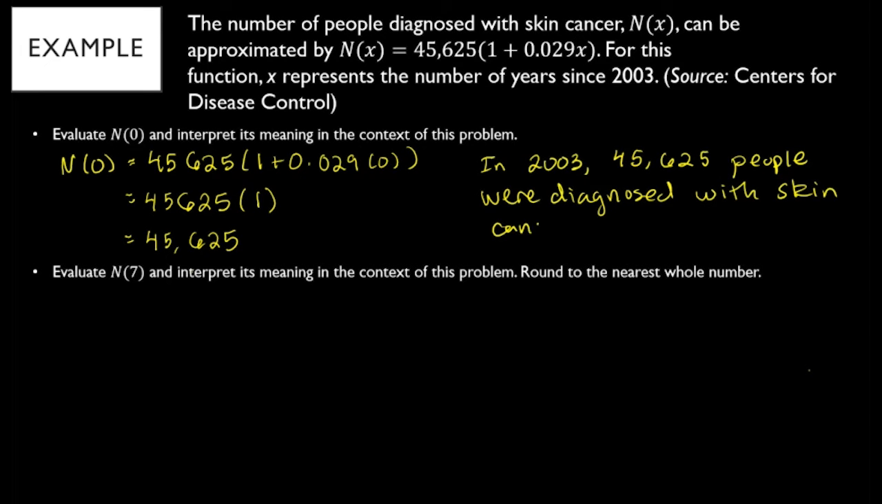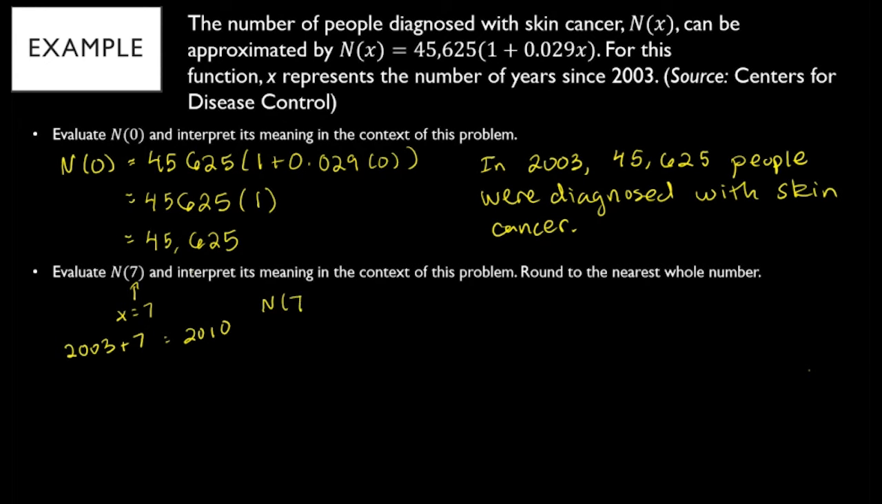So you may notice that I'm basically repeating the sentences that they're giving us. You're taking whatever it says it represents, you're taking that first sentence, you're just rephrasing it and throwing in the numbers. So now evaluate n of 7. So this is telling us x is equal to 7, and this is 7 years after 2003. So 2003 plus 7 is going to be 2010. So we need to keep that in mind. This is going to be for the year 2010. So we're going to evaluate n of 7 and interpret its meaning in the context of the problem and round to the nearest whole number.